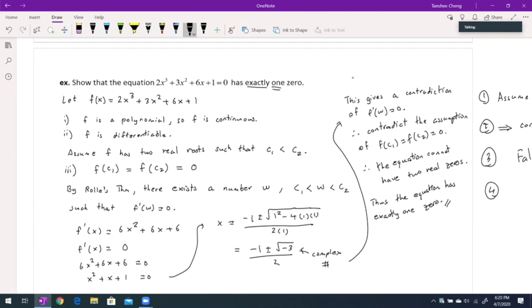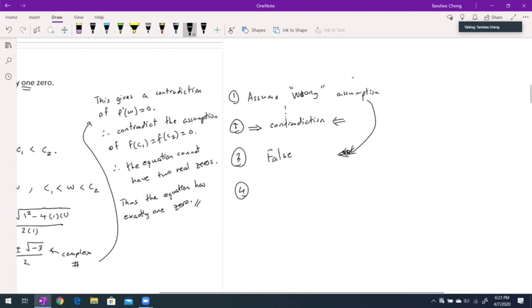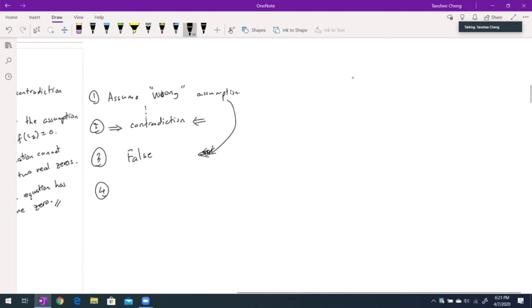Okay? So again, the intermediate value theorem basically says that if the criteria are met, then we can guarantee that there will be at least one value. So for now, we want to talk about exactly one. So how do we prove that? Okay, so we need to look at the structure of proof by contradiction.